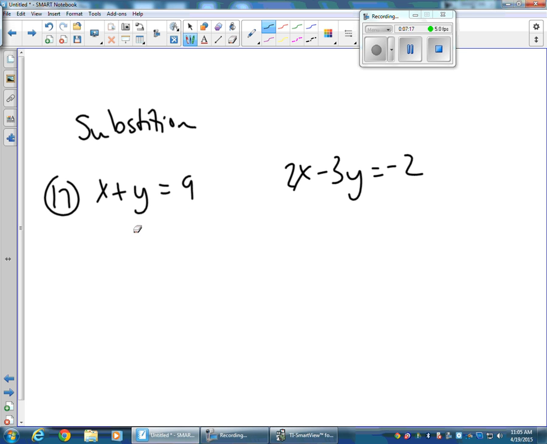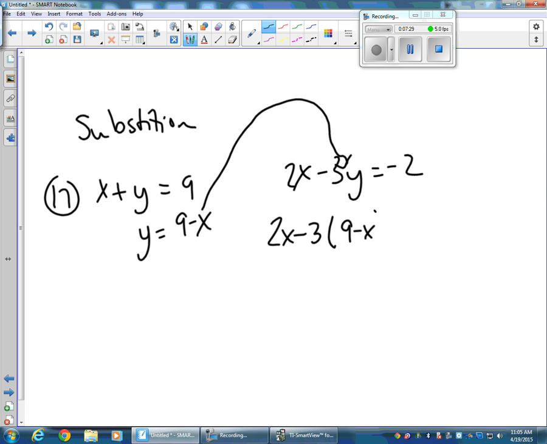So for instance, if I solve for y, I'd get y equals 9 minus x. I'm going to take this and put it over here where y was. So instead of 2x minus y, it becomes 2x minus 3 times 9 minus x, because y is 9 minus x. And so then I would get 2x, and then minus 3 times 9 would be minus 27. Minus 3 times a minus x would be plus 3x. This is where with your algebra, you don't want to get messed up with your symbols or your signs.